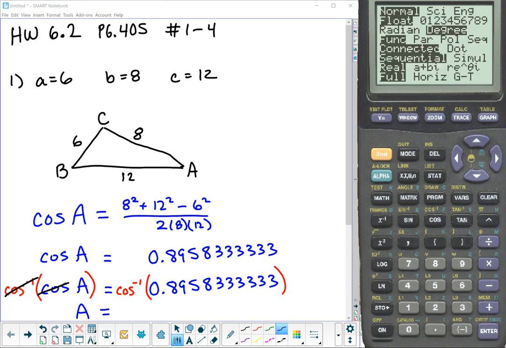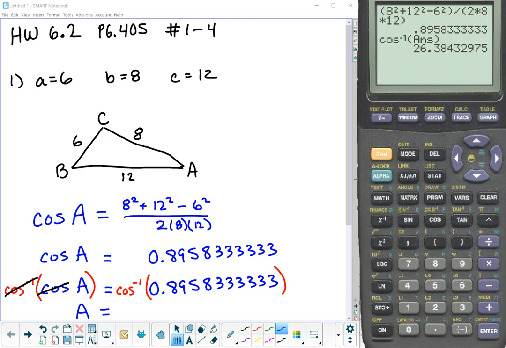And again, always check to see that you're in degree mode, which I am. So 26.384. Okay. And this one, we're going to go ahead and leave it as whole numbers. So A is going to be approximately 26 degrees. So I'm going to go ahead and put in 26 degrees.